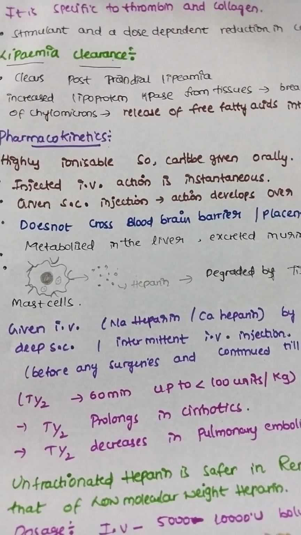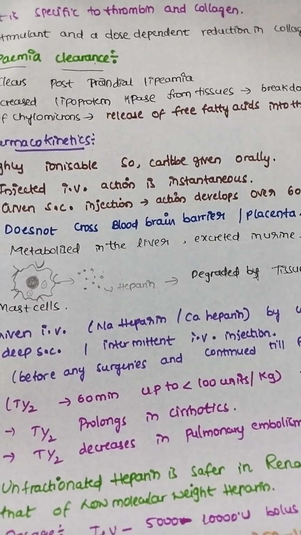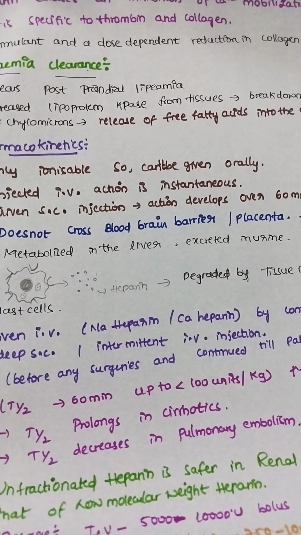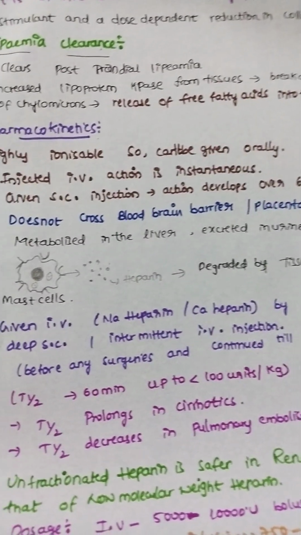It does not cross the blood-brain barrier. It is safer during pregnancy because it won't cross the placenta either, so the child won't get bleeding disorders. It is metabolized in the liver and excreted in the urine.